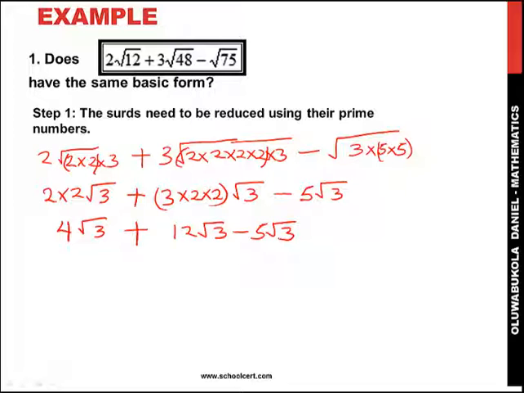So from this we can see they have the same basic form. So we have root 3 common to all of them. So from a question, you may not be able to directly tell if they have the same basic form without simplifying further. So from this now, you can further simplify this since they have the same basic form. And this would then become 4 plus 12 minus 5, all in bracket, root 3. So this gives 11 root 3.